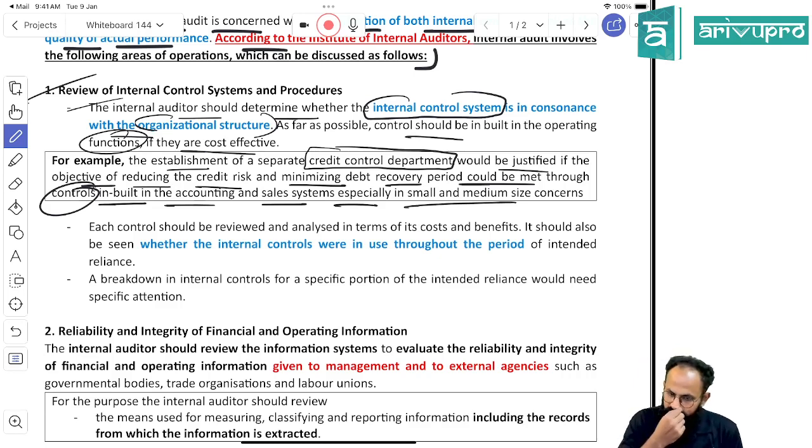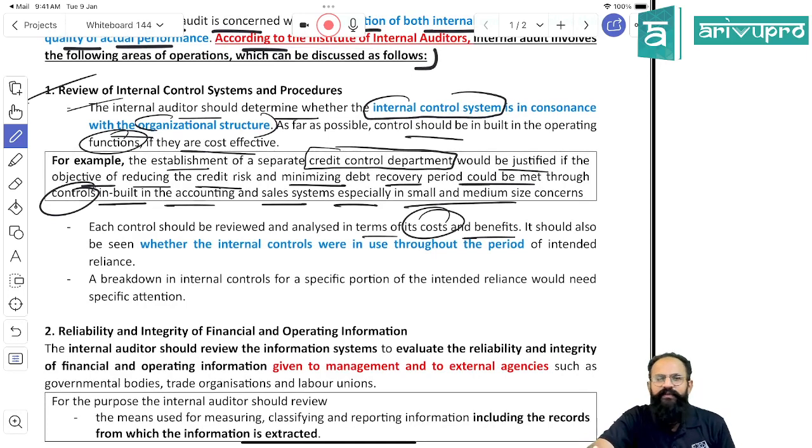Okay. Next one. Each control should be reviewed and analyzed in terms of its cost and benefits. Correct? So it's not like, if I say, why can't a company have the best of internal controls? Remember, it also comes with a cost. For example, the software I told you, where you are not able to take a screenshot. That comes with a cost. I need to pay additional money to my IT guy who gives me that feature. I can even bring in more and more features, but that comes with a cost. Correct? So it has to be cost as well as beneficial.